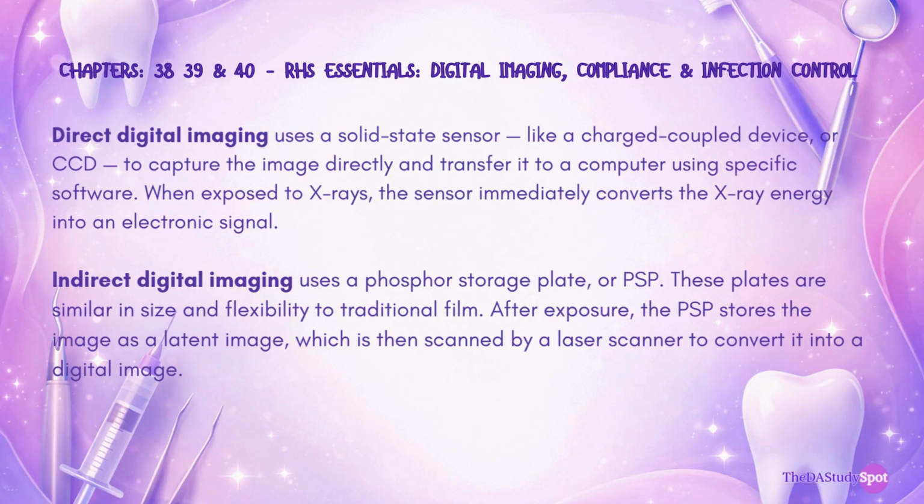When exposed to X-rays, the sensor immediately converts the X-ray energy into an electronic signal. The second system is indirect digital imaging. This uses a phosphor storage plate or PSP. These plates are similar in size and flexibility to traditional film. After exposure, the PSP stores the image as a latent image, which is then scanned by a laser scanner to convert into a digital image.